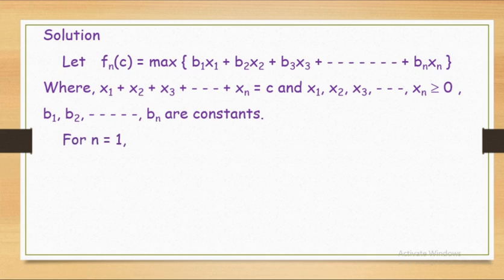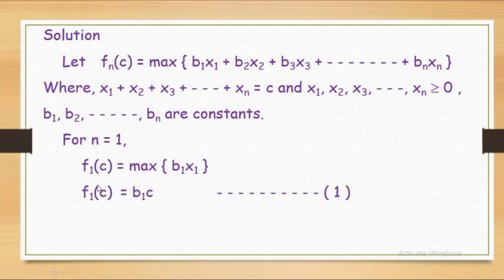For n is equal to 1, f1 of c is the maximum over b1x1. Only one term, the first term, will be there, that is b1x1, and only one part exists, that is x1, which means its value will be c. Hence we get f1 of c is equal to b1c, equation number 1.